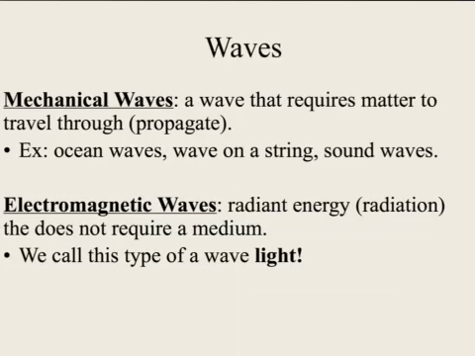There's two types of waves we'll discuss. The first is a mechanical wave, and that's a wave that requires matter to travel through or to propagate. Examples would be ocean waves, waves on a string, sound waves, or our gummy wave that you guys will get to see tomorrow. The second type of wave are electromagnetic waves, and that's radiant energy or radiation. That does not require a medium. We call this type of wave light.